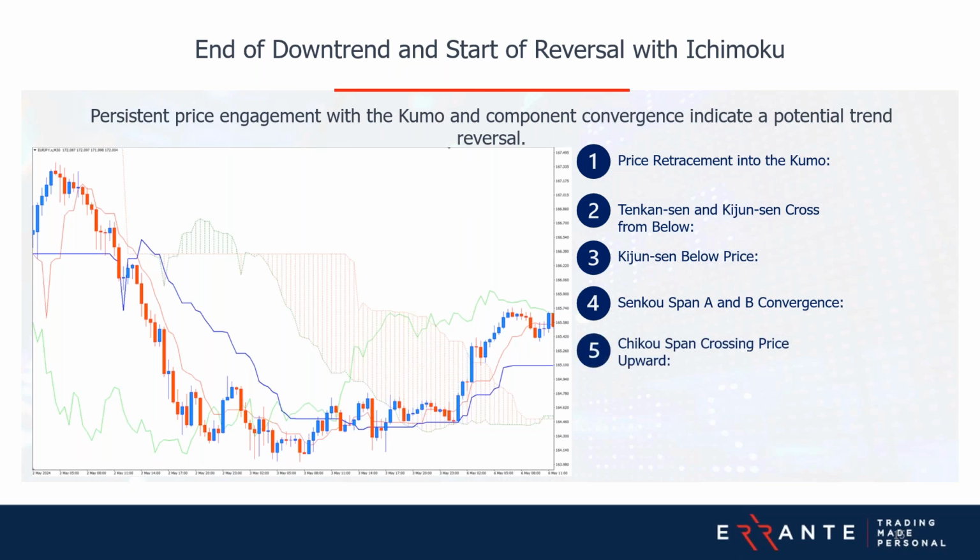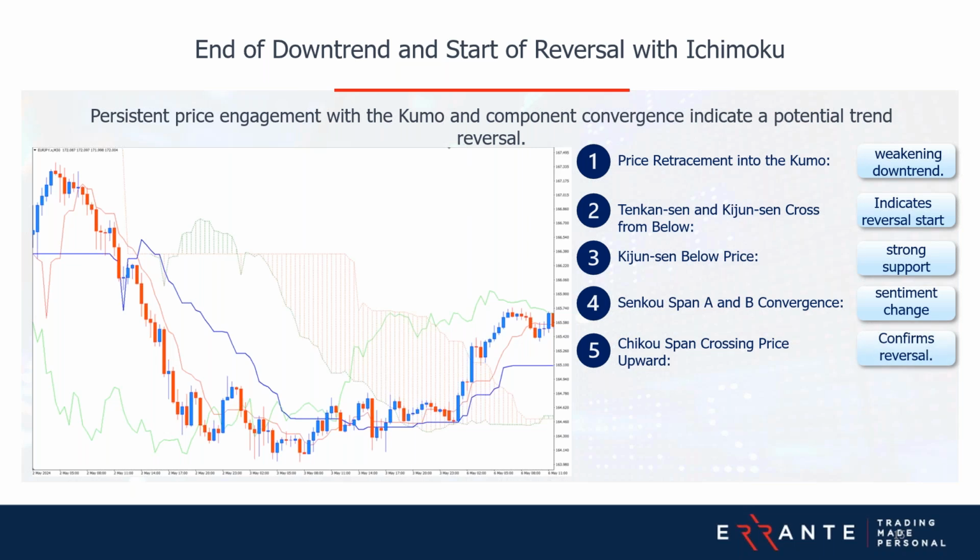And also we have the Chikou Span crossing price upward. The Chikou Span offers a historical comparison again, and its movement above the price indicates that the current market conditions are stronger than those 26 periods ago, confirming the bullish reversal. So we have a weakening downtrend, we have an indication of a reversal start, we have strong support, or let's say the components changing their role from resistance to support, and then we have a shift in market sentiment, and we can confirm it compared to the previous market movement or price action.